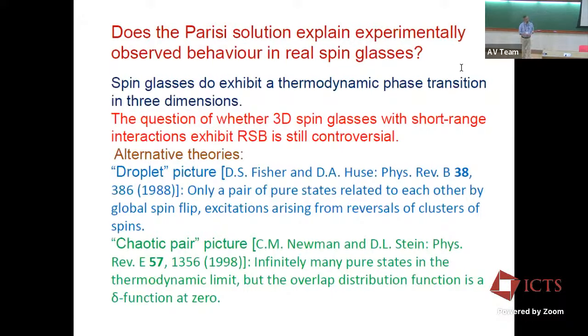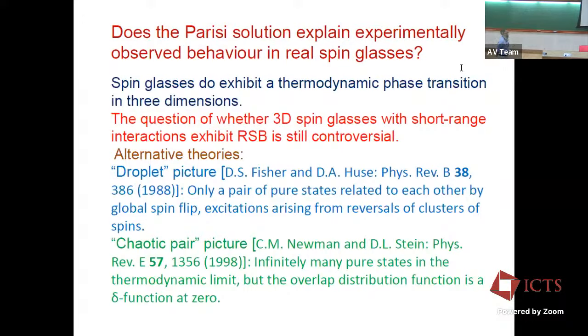If we remember, I had given a phase diagram in the plane of temperature and magnetic field, where there was a line saying that as you cross that line, replica symmetry is broken. There is a phase transition. But according to this picture, as soon as you apply a magnetic field, the phase transition that you had in the short range model disappears.